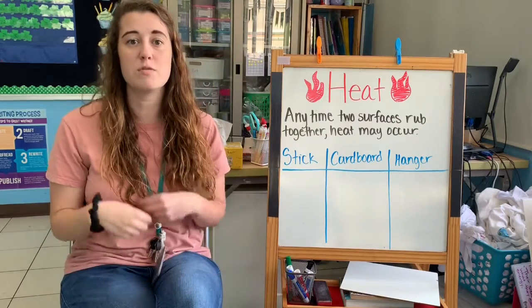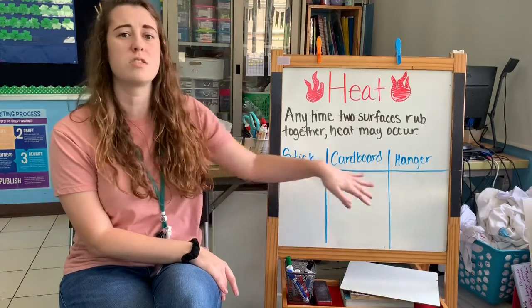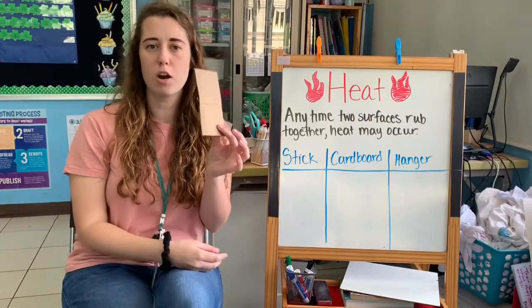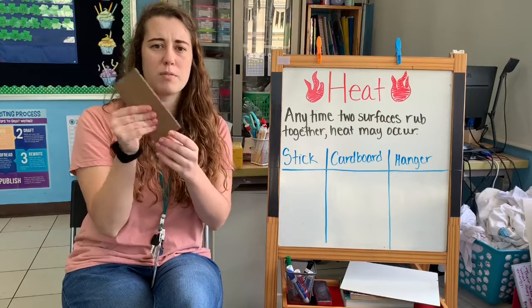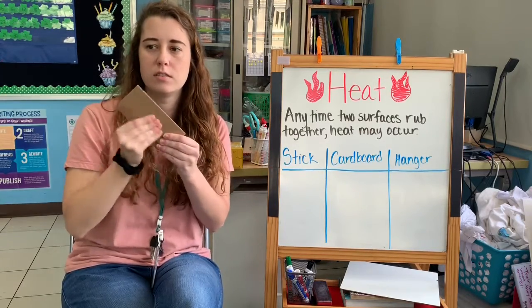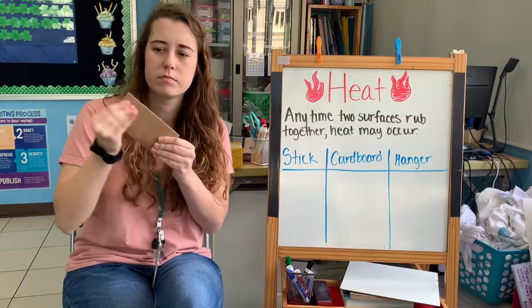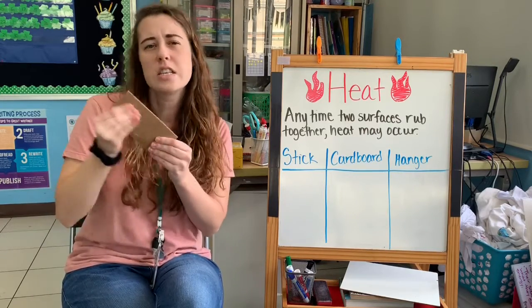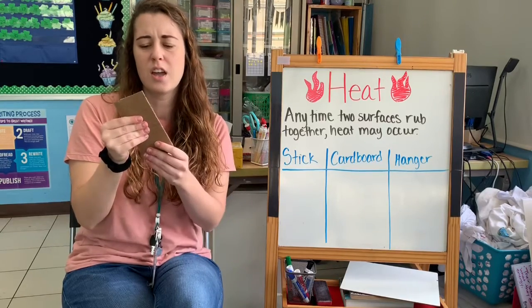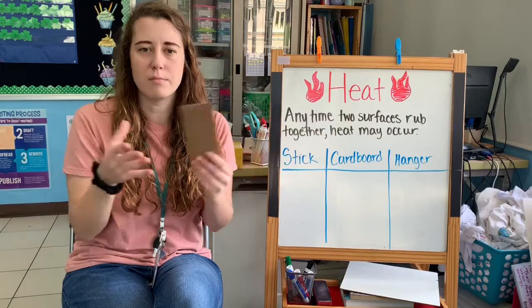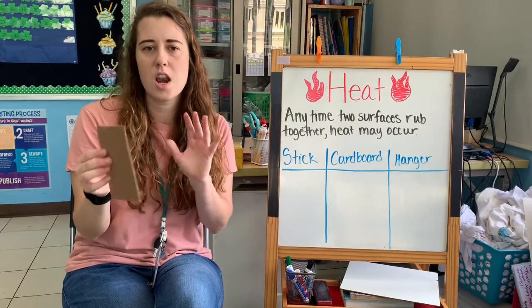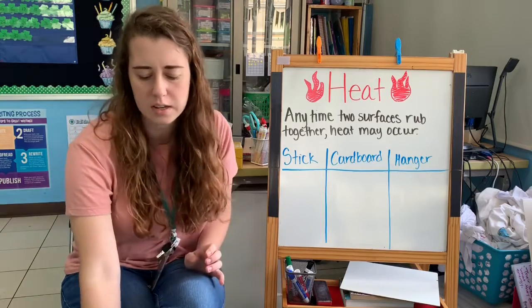Now, I'm going to do my next object before I make any choices about which one has the most. My next object is this piece of cardboard. So I'm going to rub it with my hand and see if it produces heat from the friction. It's a little warm, but not as much as the stick, and it's already cooled down. It's not hot much longer. So this one's not as much as the stick.